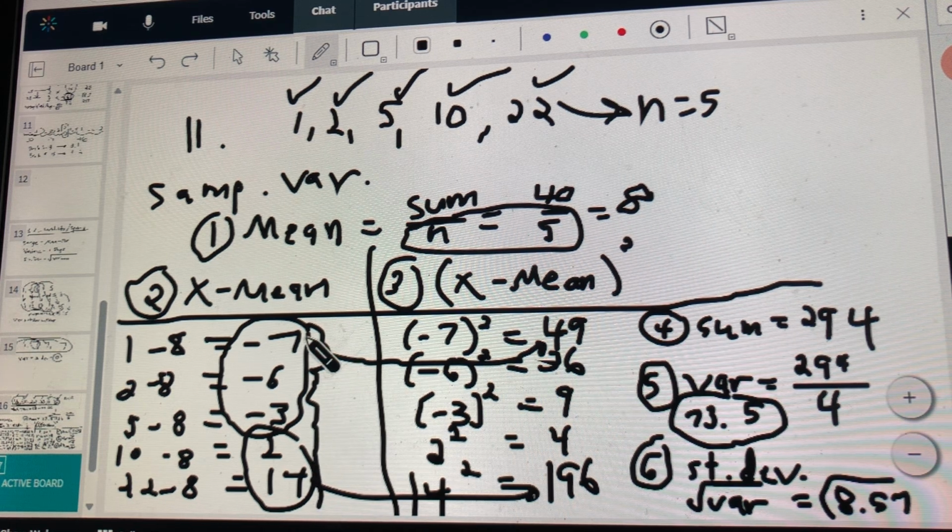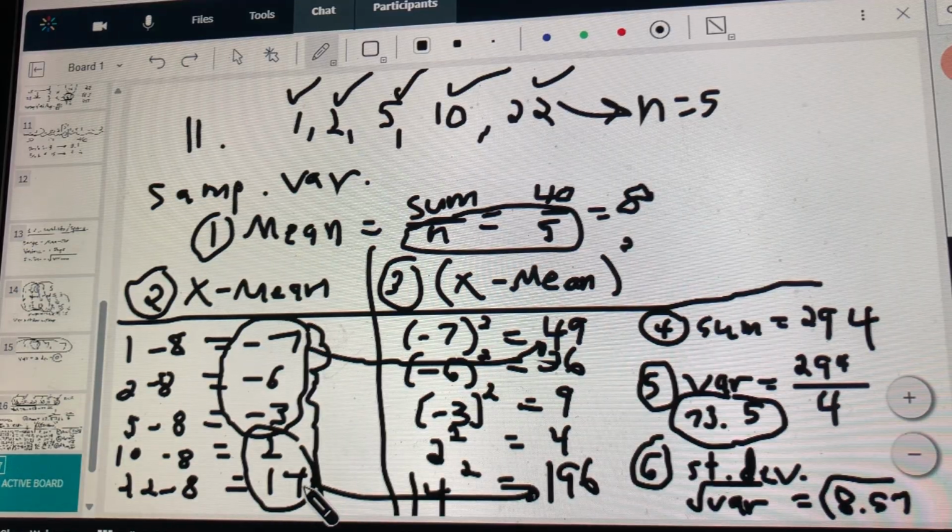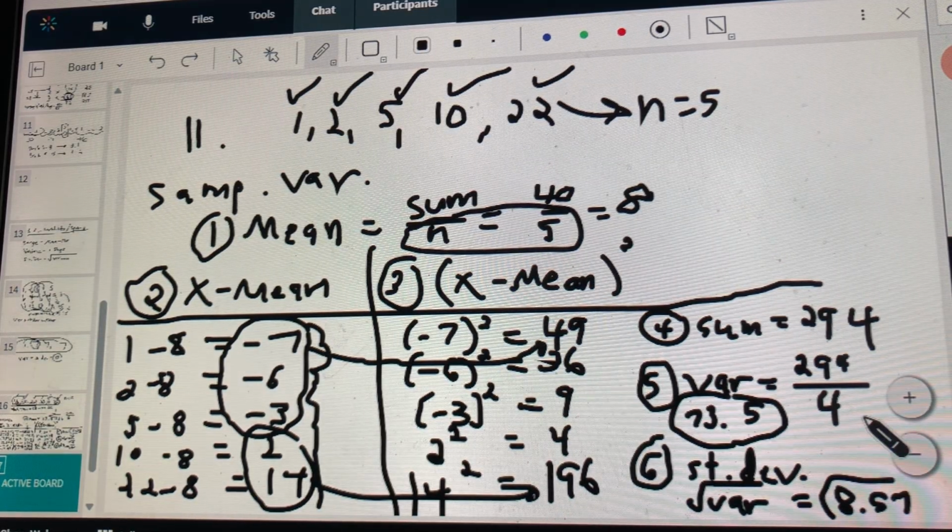If you had 7, 6, 3, 2, and 14, this is sort of, it's not exactly the average, but it's sort of the average of those numbers. The sort of average of 7, 6, 3, 2, and 14 is 8.57. 8.57 is pretty close to all those numbers if you think of them positively. All 5 of those are fairly close to 8.5. 73, none of them are even anywhere near 73.